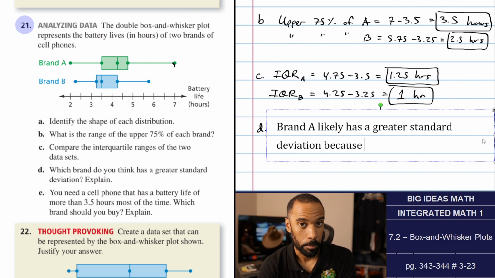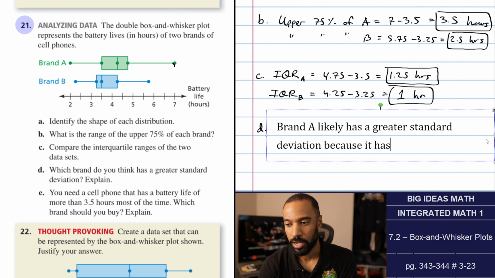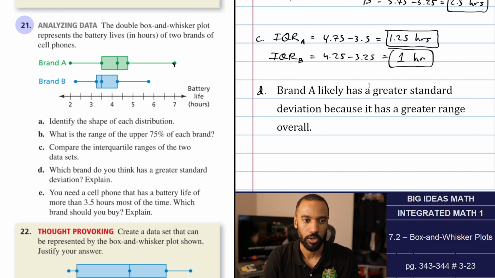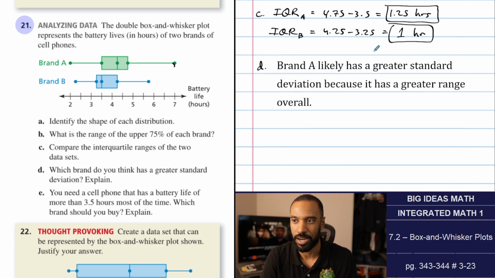Standard deviation is just a number, but it means a lot. It has a greater range overall, and substantially greater, right? It's not really close. It has a lower min and a higher max, and that max is significantly higher.